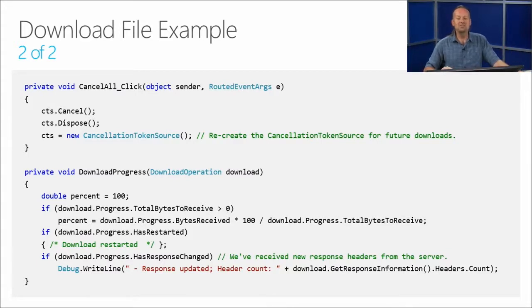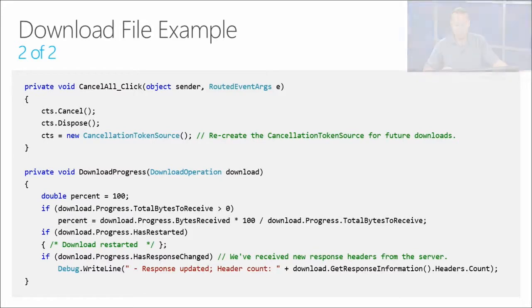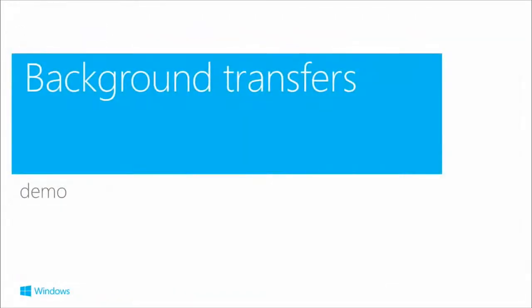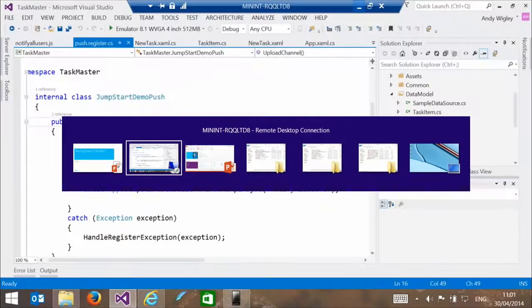But the key thing, of course, is this is all happening in the background, and if you want to get some progress reports from this thing that's going on in the background, download progress is an event handler for getting progress reports from it. But you don't have to have the foreground app running. The foreground app could be suspended, and the OS will just take care of completing that background transfer for you. I'm going to show you a very, very quick little demo of this.